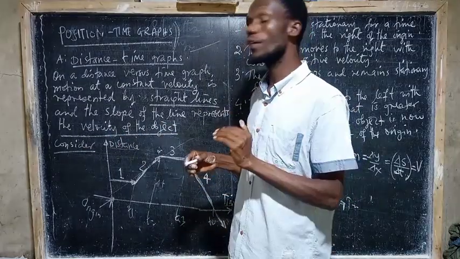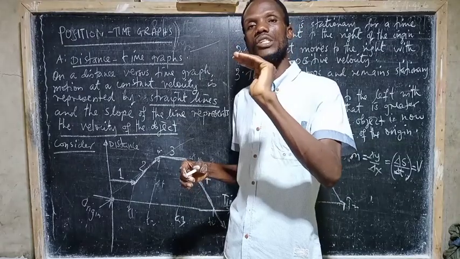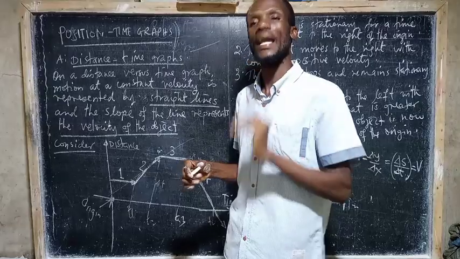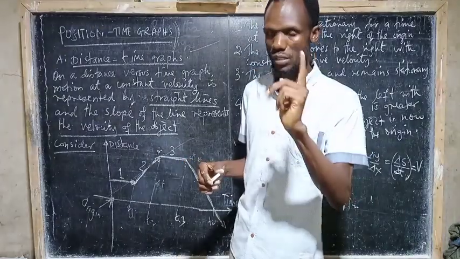Means the slope will be given as change in y, that is change in displacement, per change in time, that is the displacement per time. That gives what we call velocity.